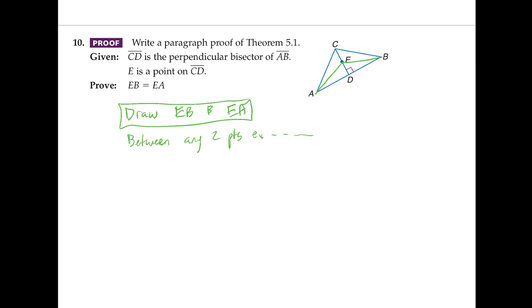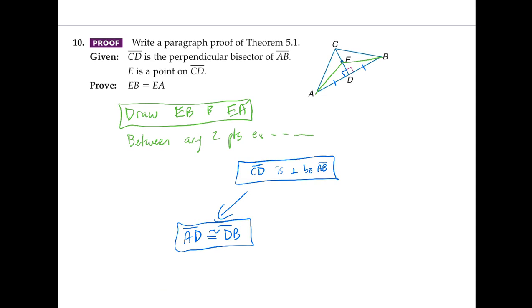Well, we have, this is the perpendicular bisector. So if it's the perpendicular bisector, that means we have this angle is a right angle, and we have this is congruent to this. Okay, so let's start with that. So we know CD is perpendicular bisector AB. All right, so that tells us that AD is congruent to DB, right? That's one part of, that's the definition of the bisect part.